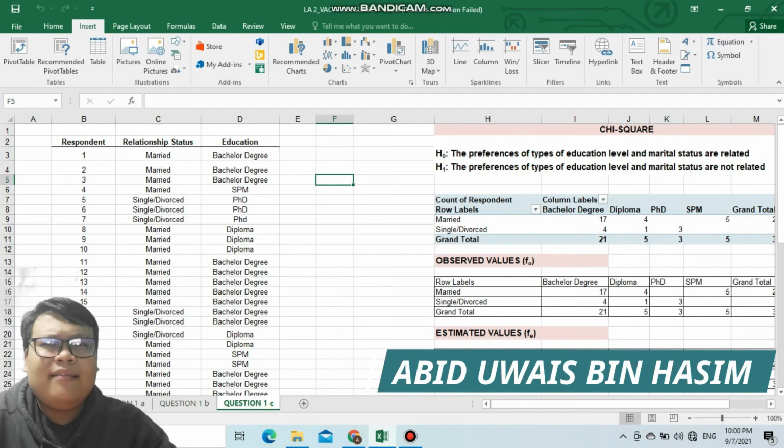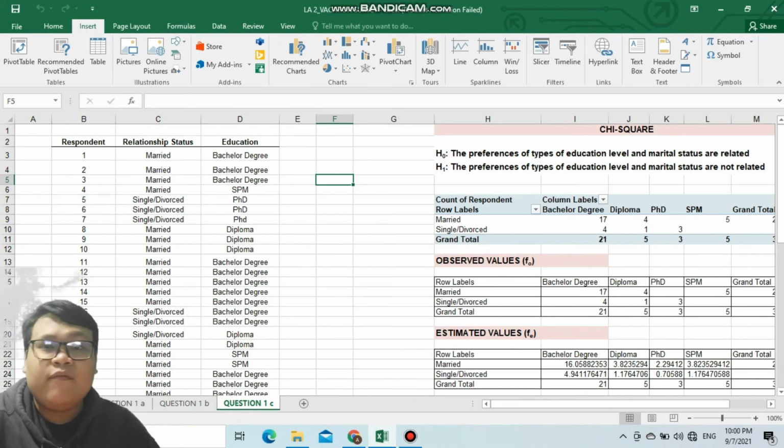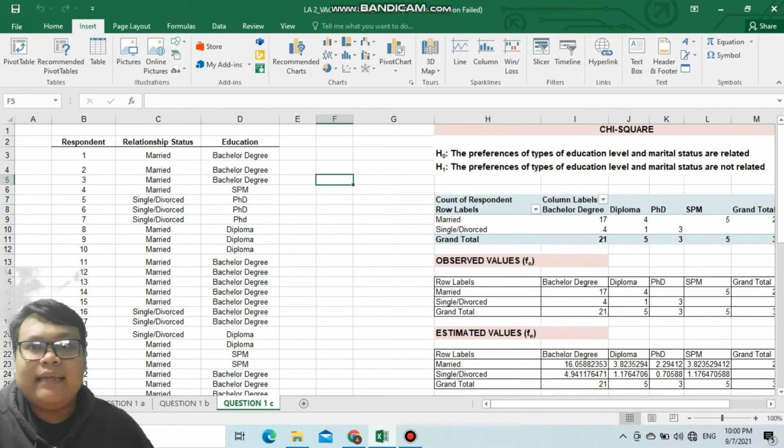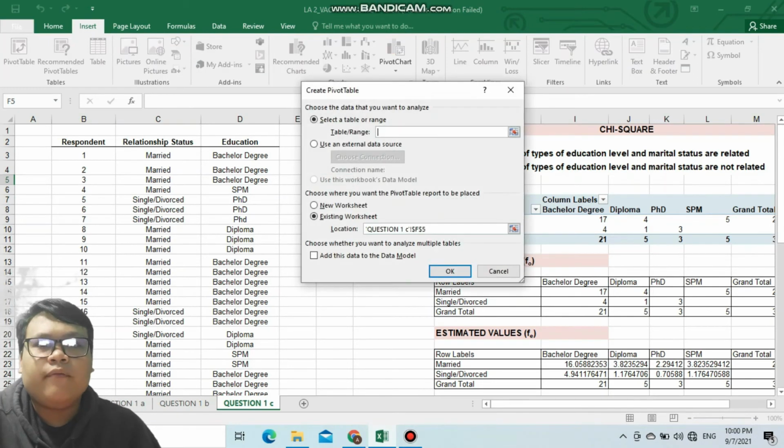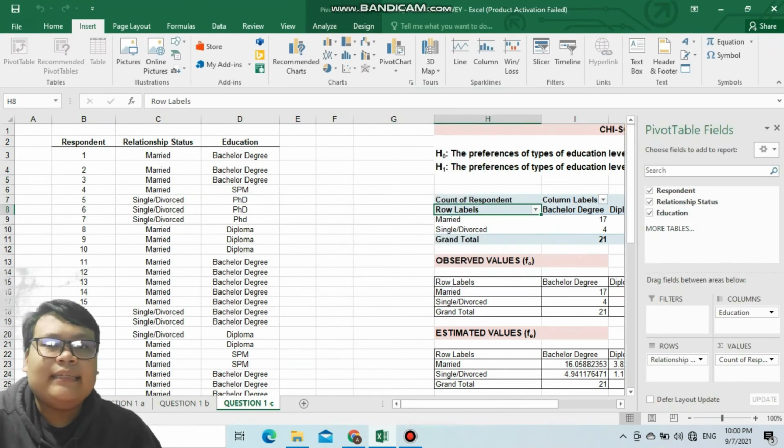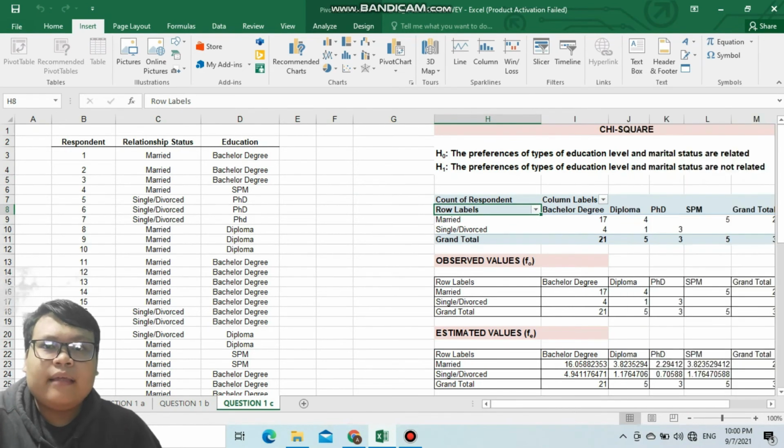For question 1C, chapter 5, we use a pivot table. First, click on the Insert tab and then click on Pivot Table. Then select the table, choose where you want the pivot table report to be placed, and then click OK. After that, arrange the table by dragging relationship status to row, education to column, and count of respondent to value. Then we get this table.